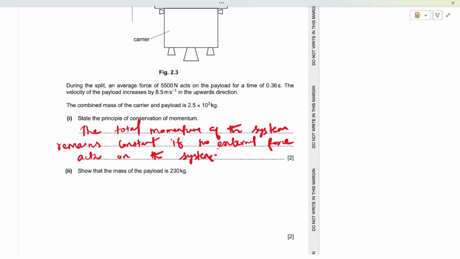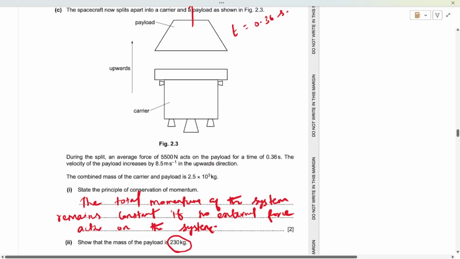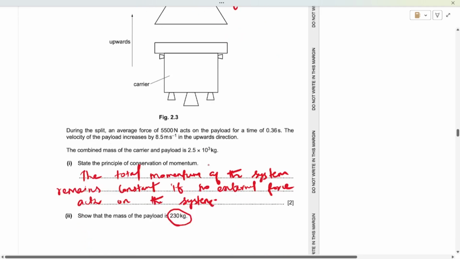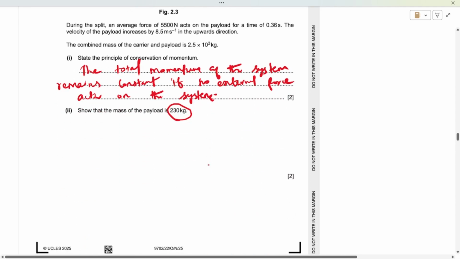So this is the principle of conservation of momentum. Show that the mass of the payload is 230 kilogram. Let us get into the diagram. They're asking us to state the mass of the payload. We are provided with the force acting on the payload in the upward direction and also the time. So we need to find the mass.